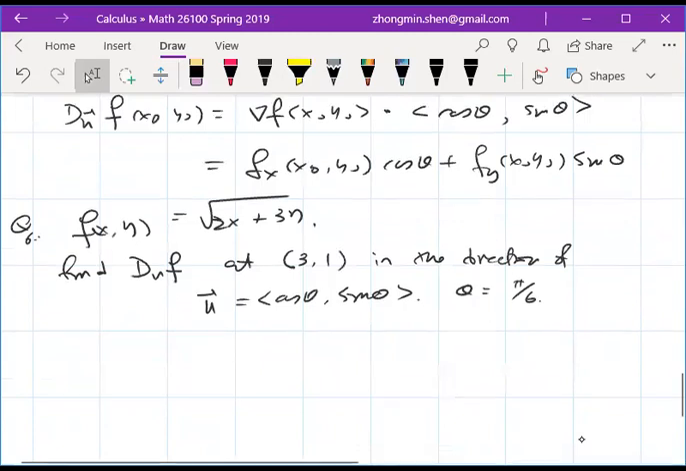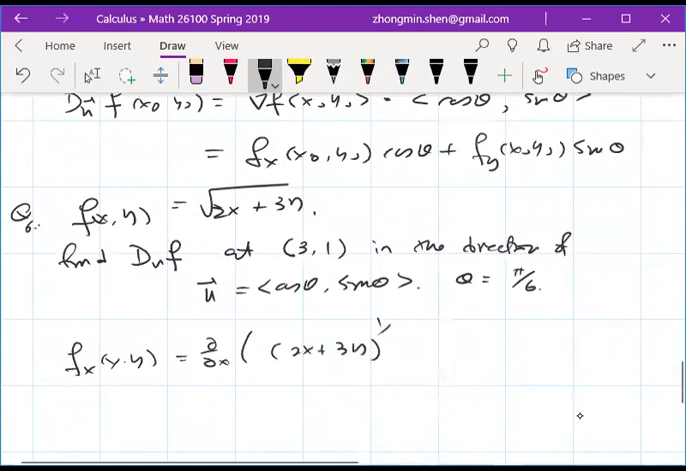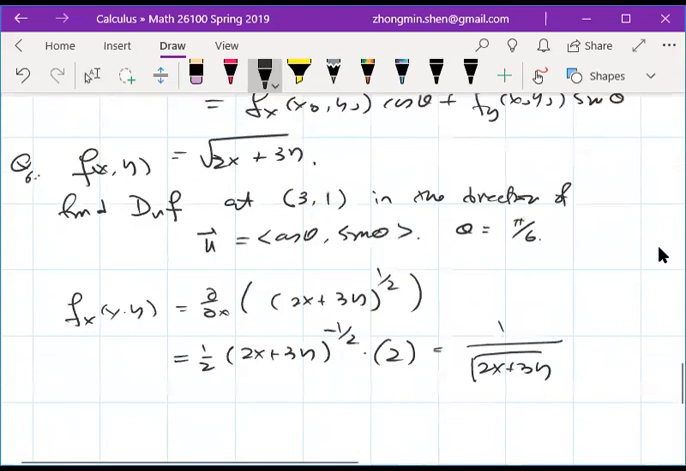So how do I do that? I just need to find the partial derivatives first. Then you look at our formula. How do I differentiate this? It's a radical, so the partial derivative of 2x plus 3y to the 1/2 uses the chain rule. That's going to be 1/2 times 2x plus 3y to the negative 1/2. Then I differentiate 2x plus 3y with respect to x, so that's just 2. After simplifying, you get something like that, and it goes to the denominator.